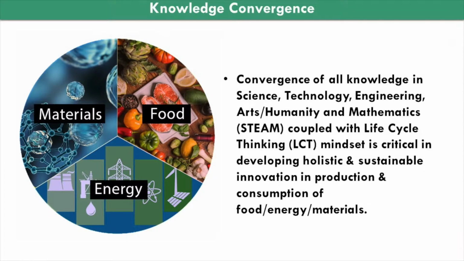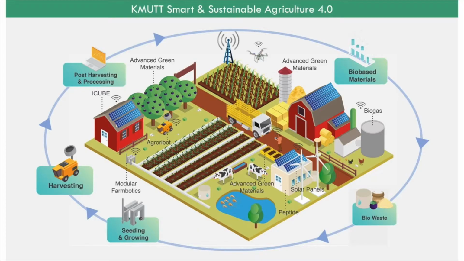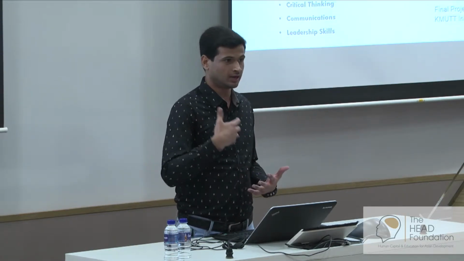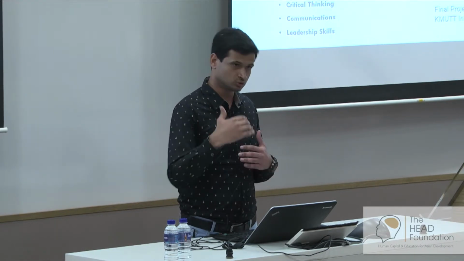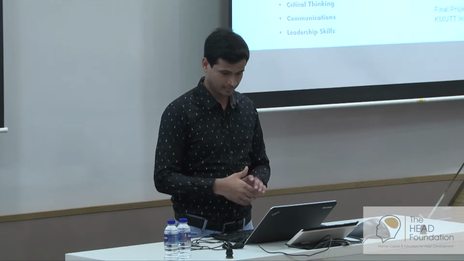One quick example I would like to put together here is the KMUTT Smart and Sustainable Agriculture 4.0. This is a farm where you have crops grown, where there are some roads, and we have some smart technologies to enable that Agriculture 4.0. We feel happy that we've been able to transfer those skills of knowledge convergence to these young students.